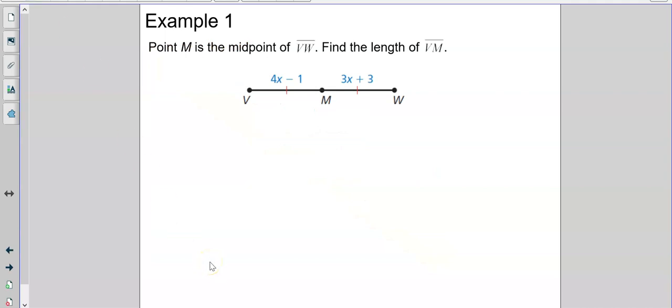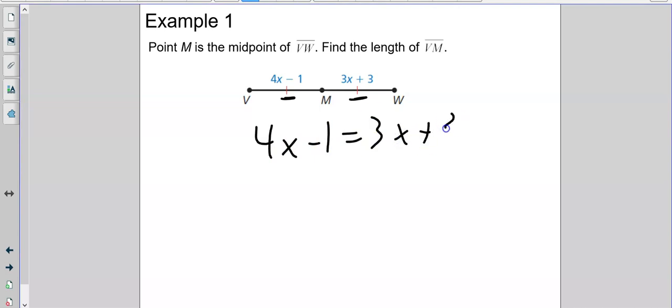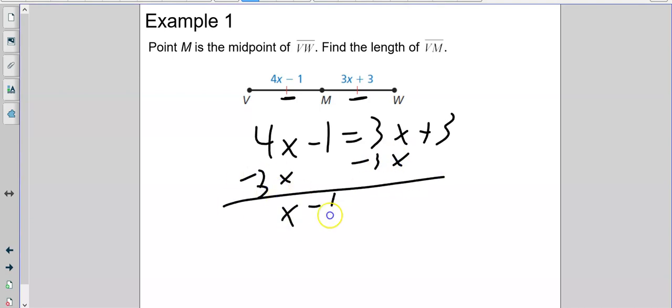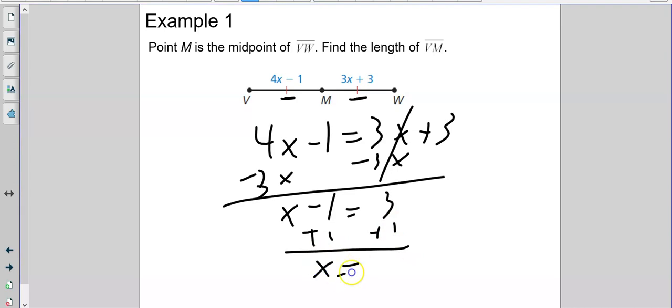So if point M is the midpoint of VW, find the length of VM. Well, these marks right here mean they are equal to each other. So I can set them equal to each other and then just solve algebraically. So I'm going to subtract 3x on this side. And that's going to give me x minus 1 equals 3. And I'm going to add 1 to both sides. And that gives me x equals 4.